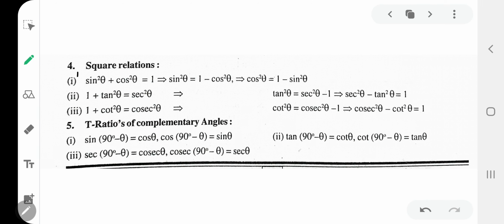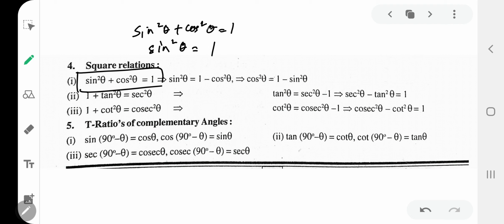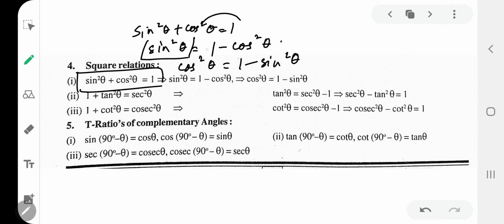Next is the square relation. Sine square theta plus cos square theta is always equal to 1. So if you want, you can write sine square theta is equal to 1 minus cos square theta. Or you can also write cos square theta is equal to 1 minus sine square theta. So if in your problem you have sine square theta and you want to replace it by 1 minus cos square theta, you can do so.